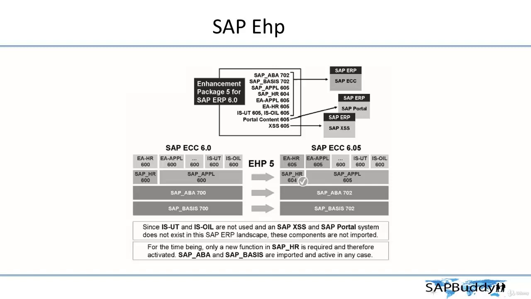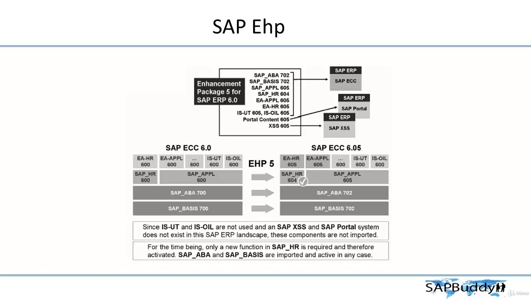For example, if you see IS Utility and IS SAP Oil, this functionality needs to be enabled if you want to use that particular additional functionality delivered by SAP. So in general, we need to enable the functionality if we want to use it. The enhancement package was basically used for ERP systems only in the initial stages.